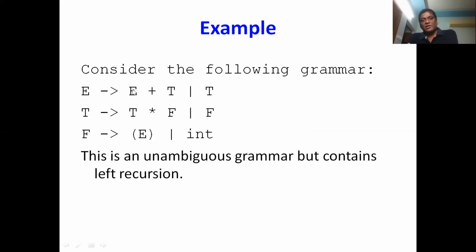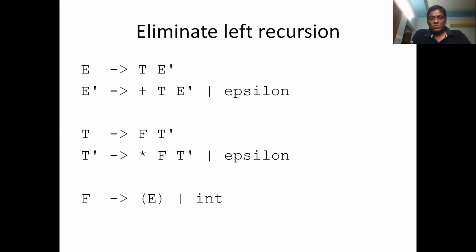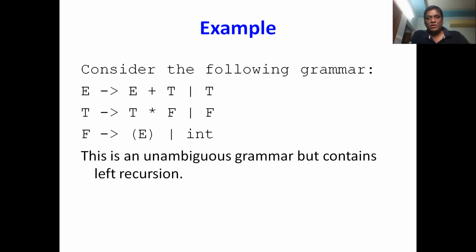There is no ambiguity. You can check it by constructing parse trees, deriving some integers like a plus b into c. You can consider any integer there. Okay, you can check it. We all know that this is an unambiguous grammar. We saw this example already in our previous session. Now, this grammar does not have any ambiguity, but it contains left recursion.